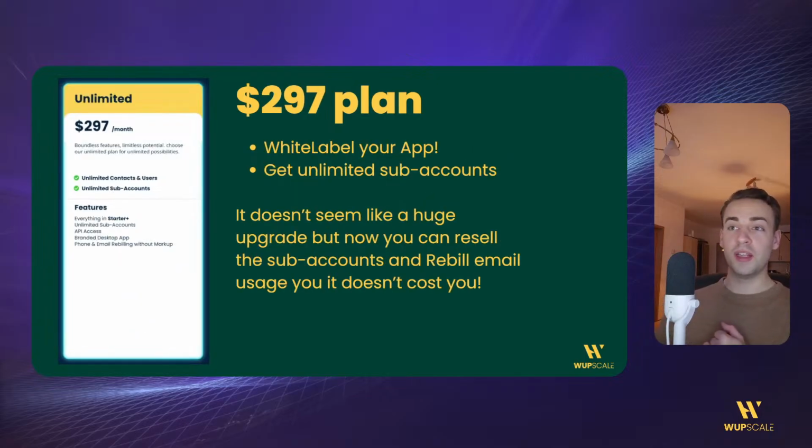Next is going to be the 297 plan. So here you can white label your app and you can get unlimited sub accounts. So it doesn't seem like a huge upgrade, but it's actually a great business. Even myself, I do it. I currently resell GoHighLevel sub accounts because I'm on this plan, and I resell sub accounts for $19 per month. It's a great deal for everyone because if anyone comes to my school community, let's say, and then they want to try GoHighLevel, they don't need to pay the 97 per month. I can just give it to them for 19 per month. And then once I sell enough sub accounts, I'm making a profit on my $300 plan.